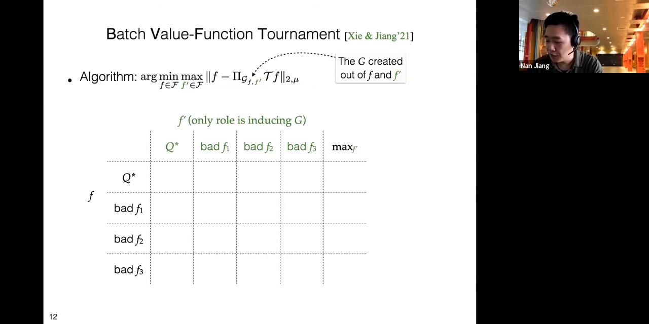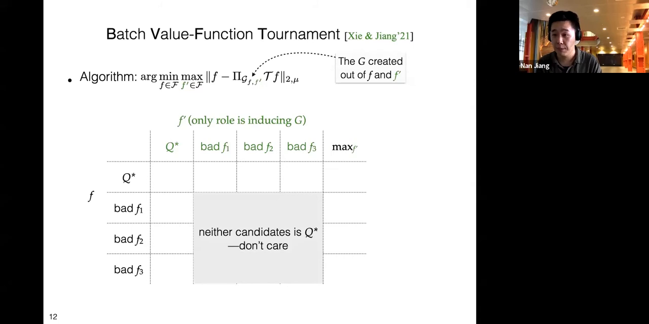So one difficulty here is that the previous analysis assumes that one of the compared functions is Q star, right? But when you're dealing with a large function space, maybe only one of them is Q star, and all the others are bad functions, right? So a lot of the comparisons are between bad functions, which our previous analysis does not give any guarantee for. But fortunately, it turns out that for this analysis to work out, we don't even need to care about those comparisons. We only need to care about the comparisons where at least one good function is involved. Let's say Q star is involved.